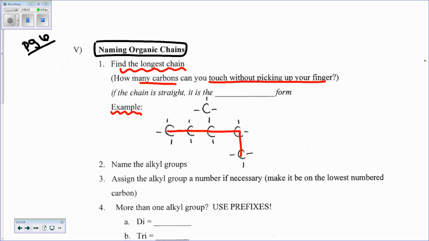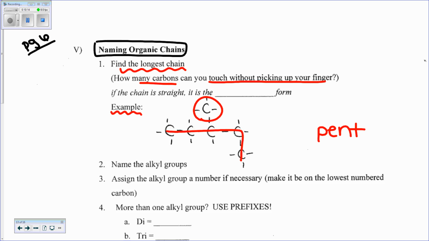Maybe I like that. I can touch 1, 2, 3, 4. No, I don't like that. That's 4. I'm thinking 5 is my best: 1, 2, 3, 4, 5. Okay, that leaves this hanging off. So go ahead and name the 5 chain, because you know the longest chain is pent. So at this point, you know you're pent.